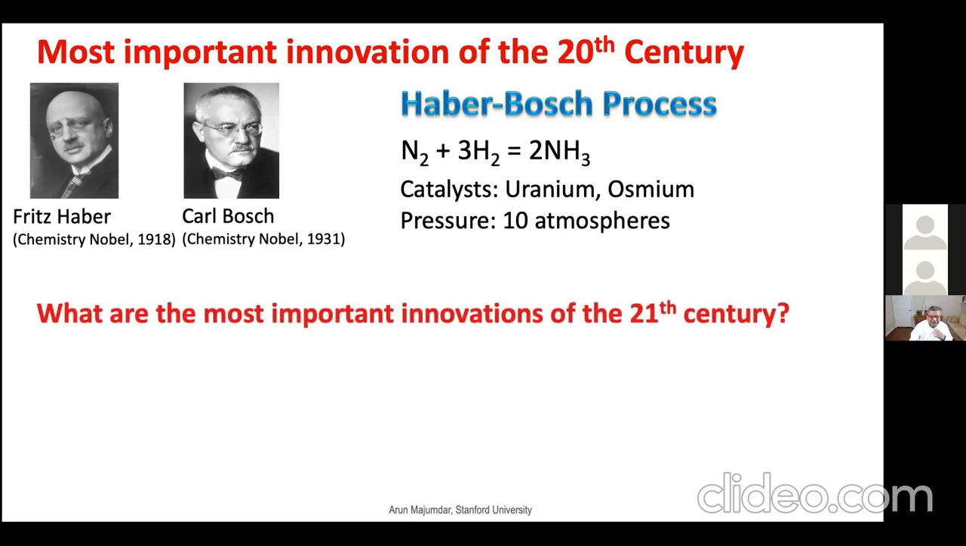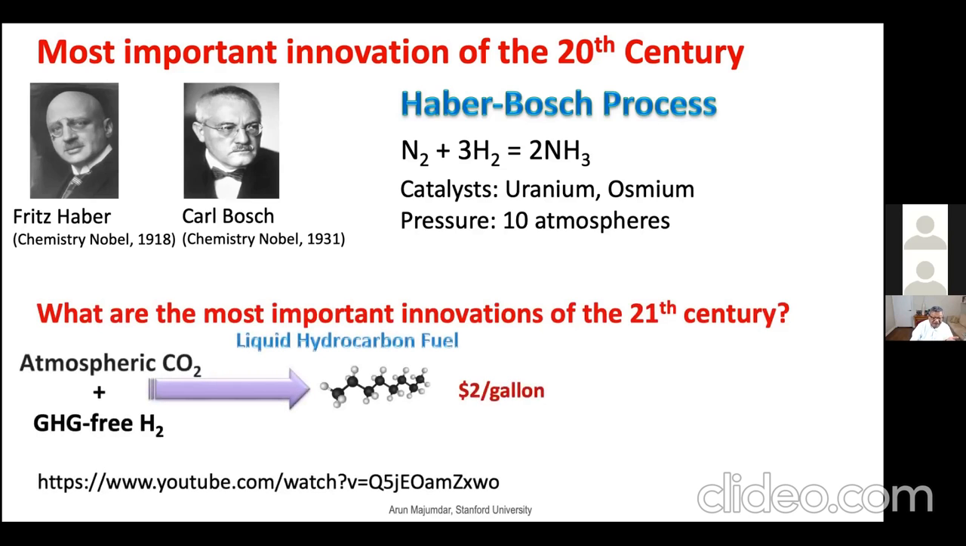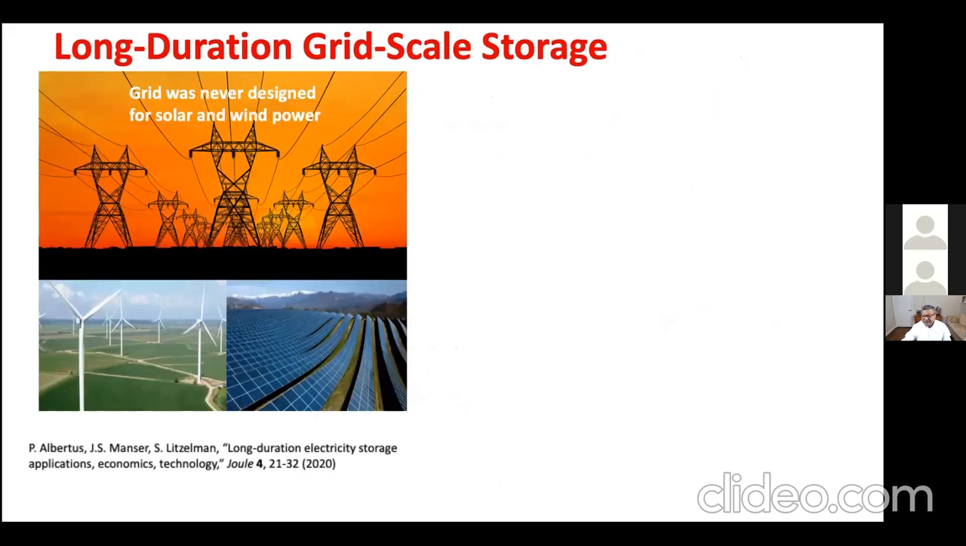If you ask the question, what is the most important innovation in the 21st century? There are several of them, but one of them has to be if you can take atmospheric CO2, combine it with greenhouse gas-free hydrogen and make liquid hydrocarbons or fuel at $2 a gallon. We don't know how to do that because we don't know how to capture CO2 from the atmosphere at a low enough cost or produce greenhouse gas-free hydrogen at a low enough cost. So let me say a little bit about some of the innovations that are needed that require science and engineering.